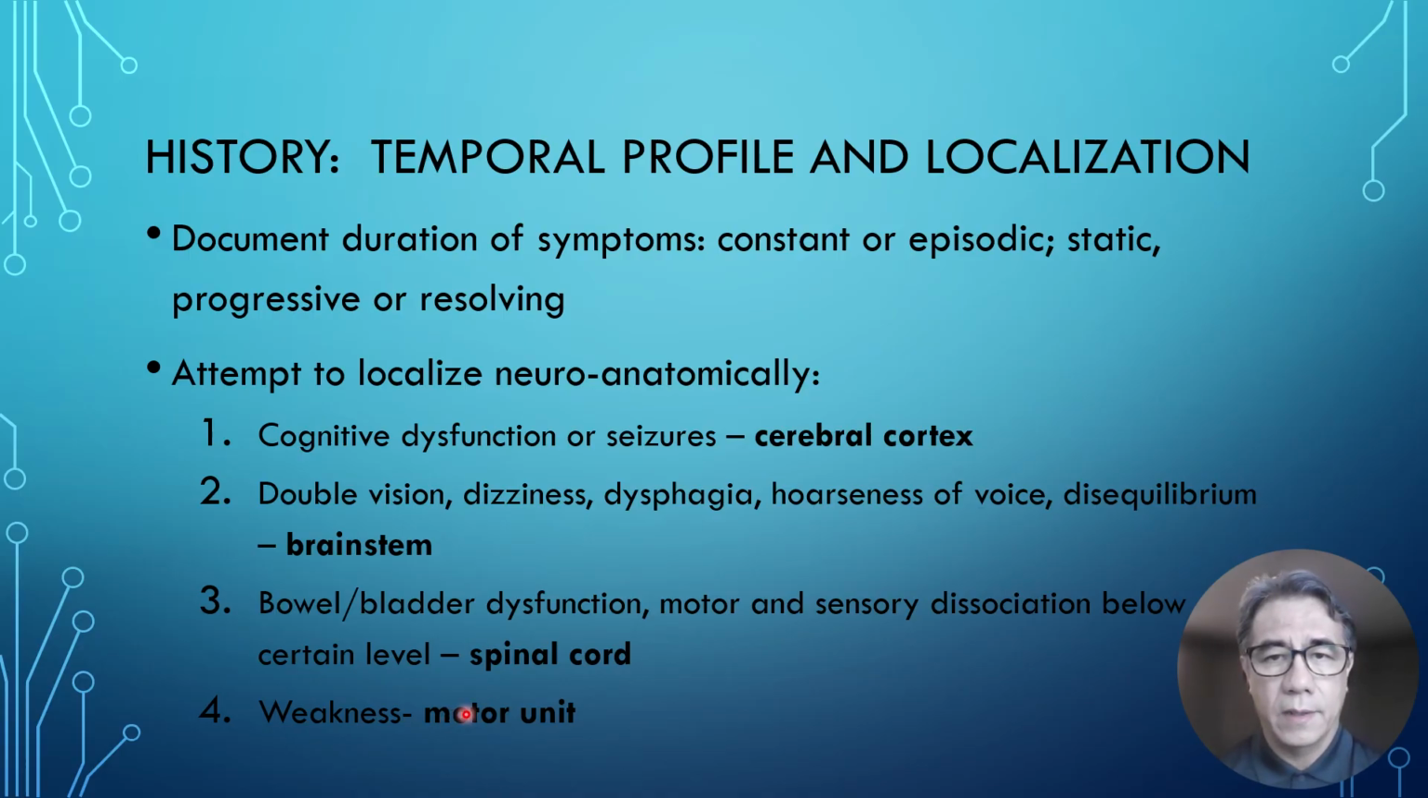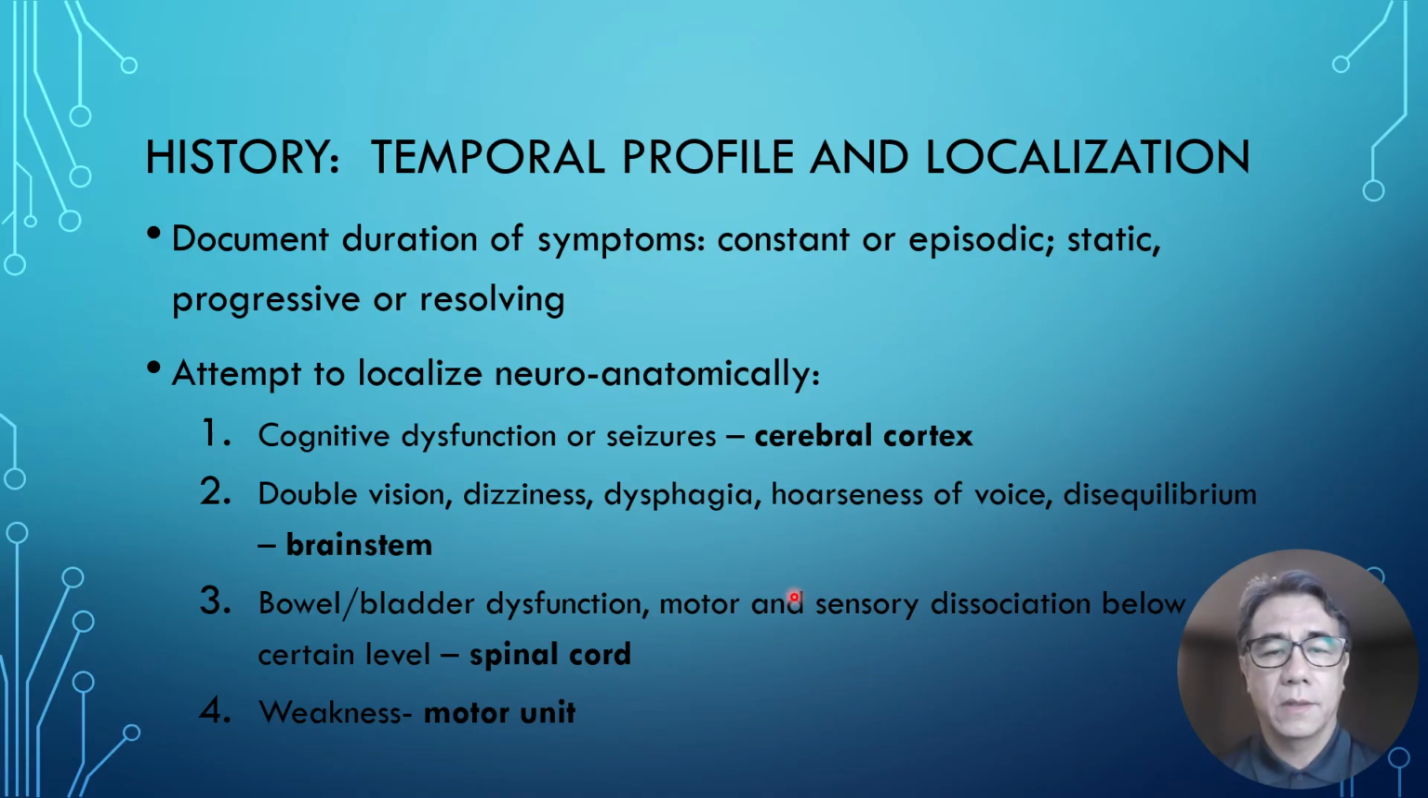The temporal profile of the history will allow one to determine whether the patient's symptoms are constant, episodic, static, progressive, or resolving. A good example of episodic would be migraine. A temporal profile of static disease would be cerebral palsy, for example. If it's progressive, then many times it's because of an inborn error of metabolism.